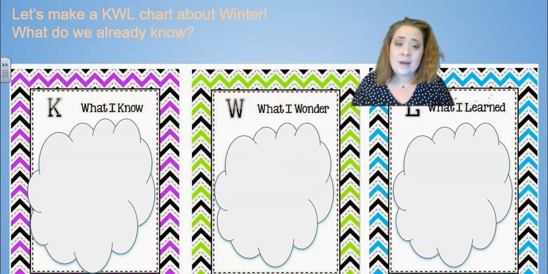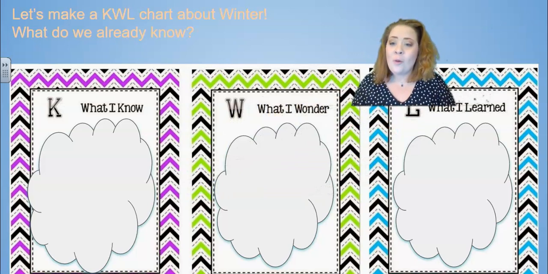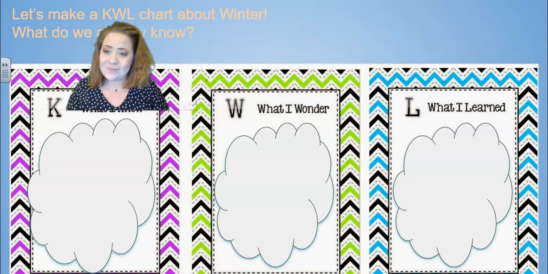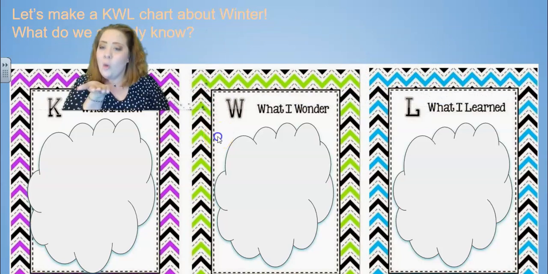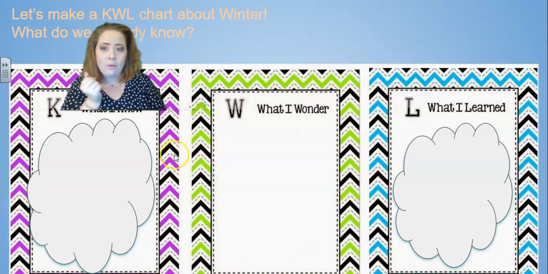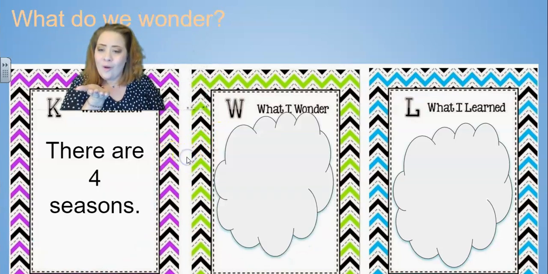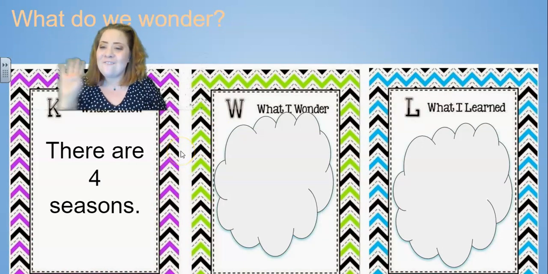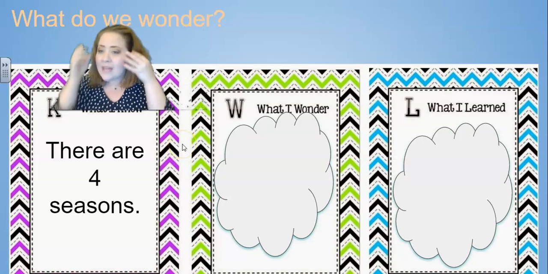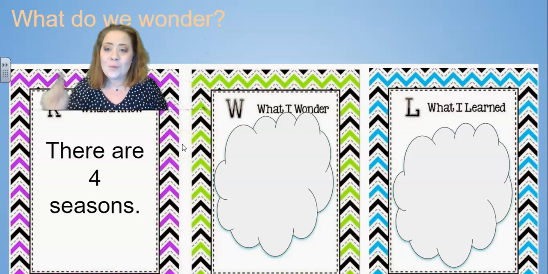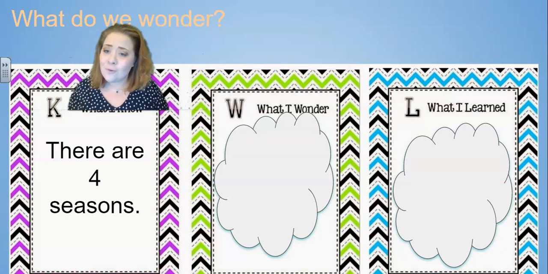Let's make a KWL chart about winter. What do we already know? Let's blow away this cloud and find out. There are 4 seasons. That's right, we do know that. Do you remember that from our anticipatory set? Winter, spring, summer, fall. There are 4 seasons.